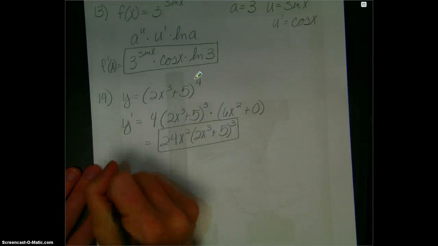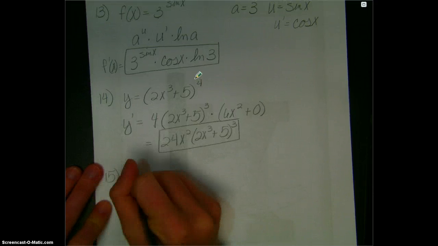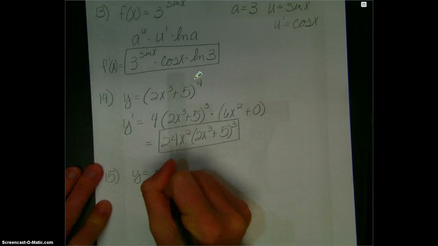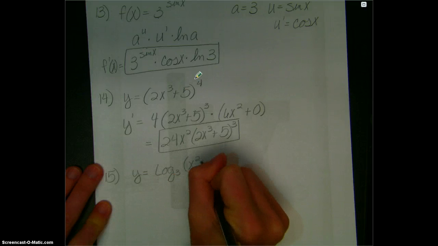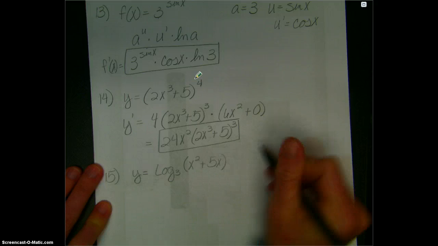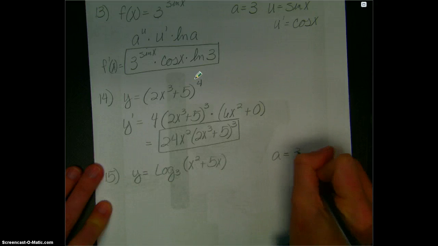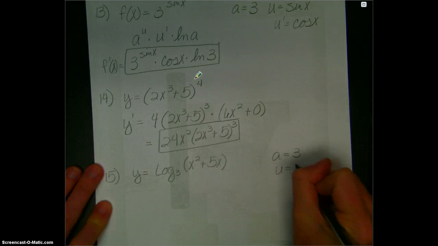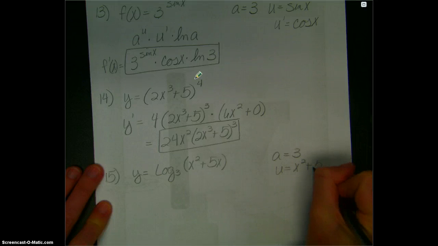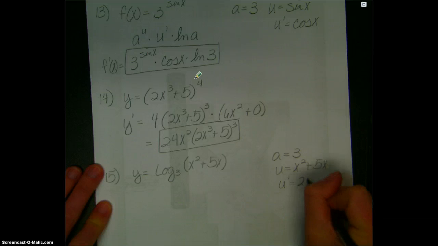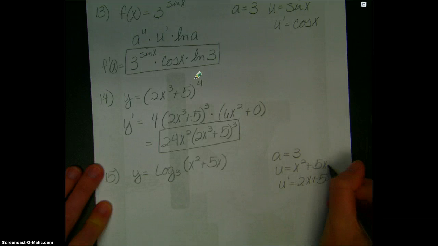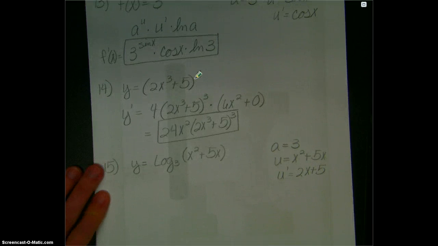Okay, and the last one for this section, we're looking at a logarithm with a different base. So again, I want to use some a's and u's. So a is going to be 3. u is going to be x squared plus 5x, and I'm going to need the derivative of u, which is 2x plus 5.